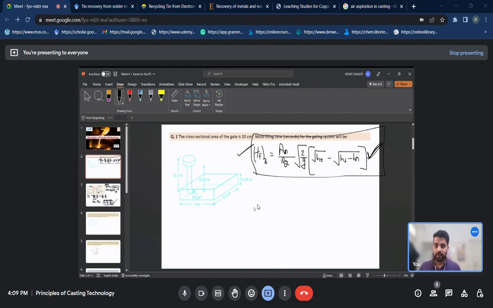So here HT is the total height, which is the height of the sprue and the height of the pouring basin, while HM is the height of the mold cavity. The students mostly made mistakes in inferring which term is which from the diagram. So here HT is, I will write it.